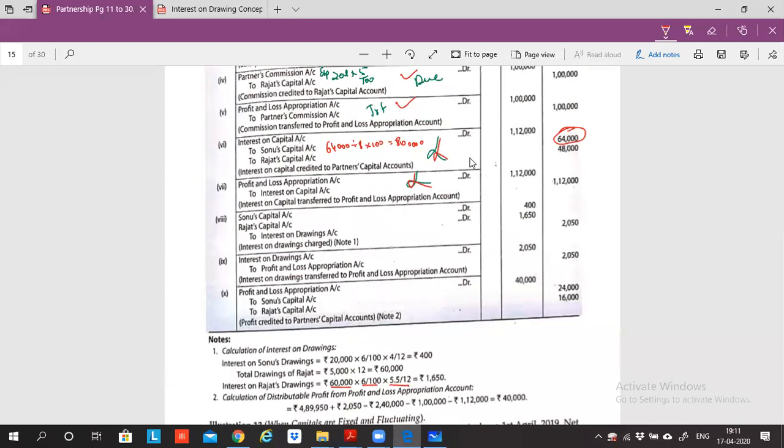So interest on drawing is income for the business or expense for the business? Please tell me. Income, sir. So can I say credit all incomes and gains? So I'm crediting interest on drawing, and this money has to be recovered. I need to gain this money from the partners. So partners are like debtors for me, and they have to give me the money, right? So I'm debiting both the partners' capital accounts. Sonu's capital, debit.